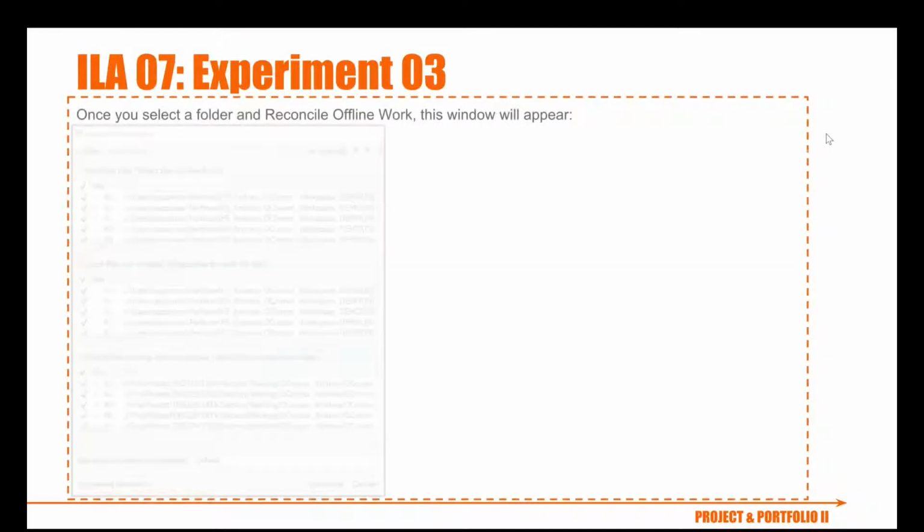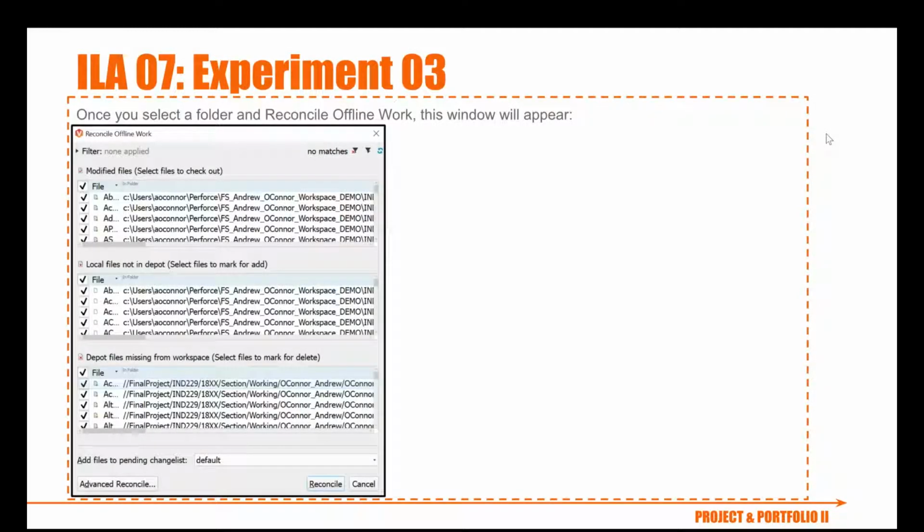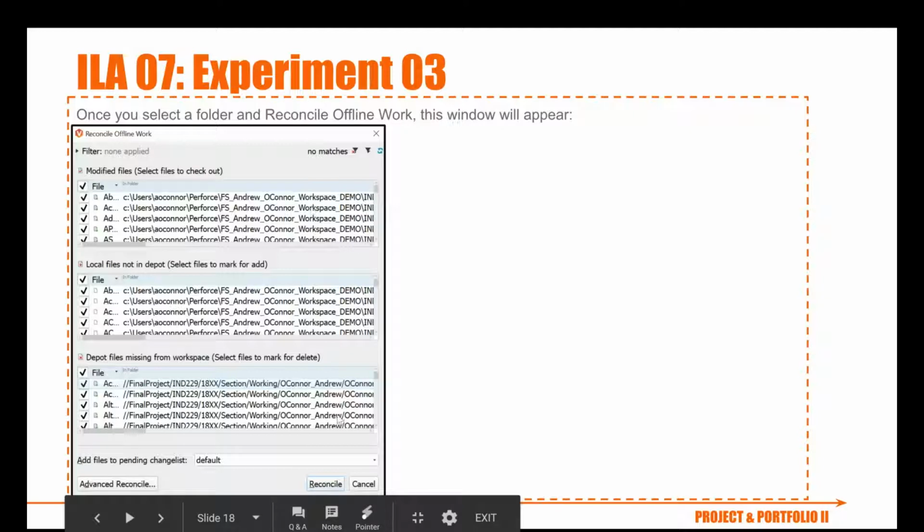All right, so in this image here, this is what the reconcile offline work window actually looks like. You can select a folder. Here I selected my assets folder and I just right clicked and chose reconcile offline work, and this is what it found. It breaks it up into three windows, and make sure you actually look at what Perforce found. Don't just come down here and hit the reconcile button, because that's when bad things can happen.